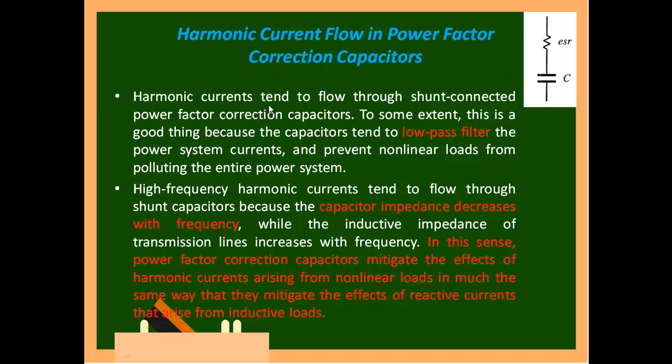So harmonic current tends to flow through the shunt connected power factor correction capacitor. Since this is connected in shunt, to some extent it will act like a filter itself, so the harmonics will be filtered by this capacitor. But if the RMS current is increased, as we have already said, the increase in harmonics is because of an increase in RMS current, then this capacitor will start to get eaten up, because there are two plates separated by a dielectric. These are the insulators.